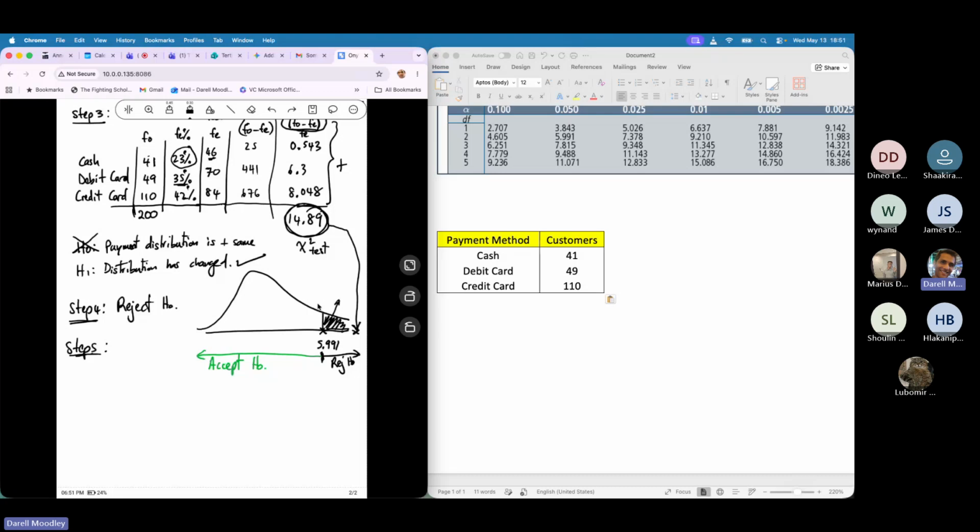Now our alpha was 5%, so we always start off with what our alpha is. So we would say at a 5% level of significance, we reject H0 and conclude that the payment methods have differed. Payment method has differed.